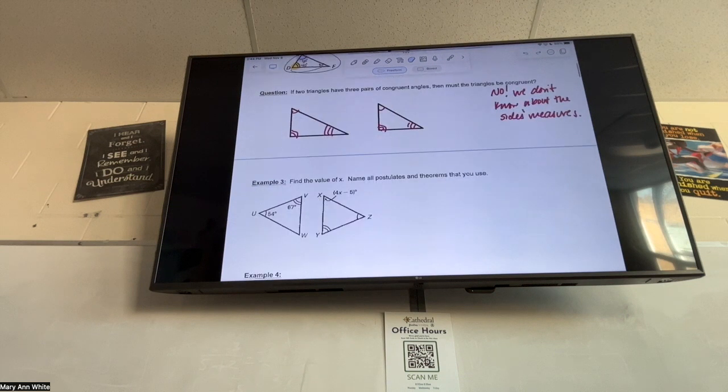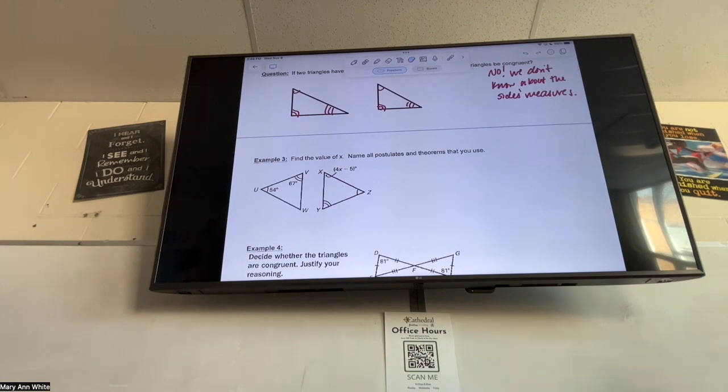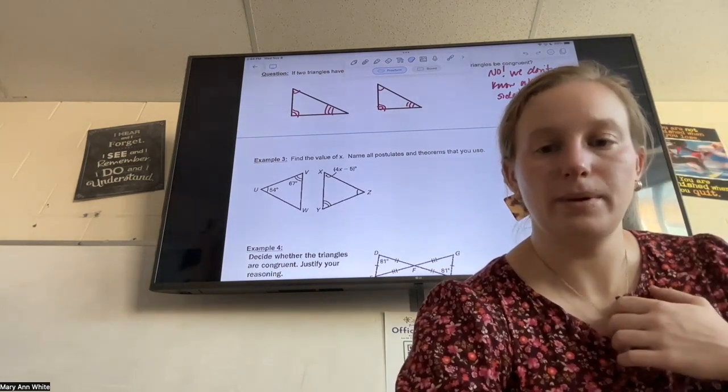All right, go ahead and flip your paper over. This says to find the values of x. Okay, flip your paper over.